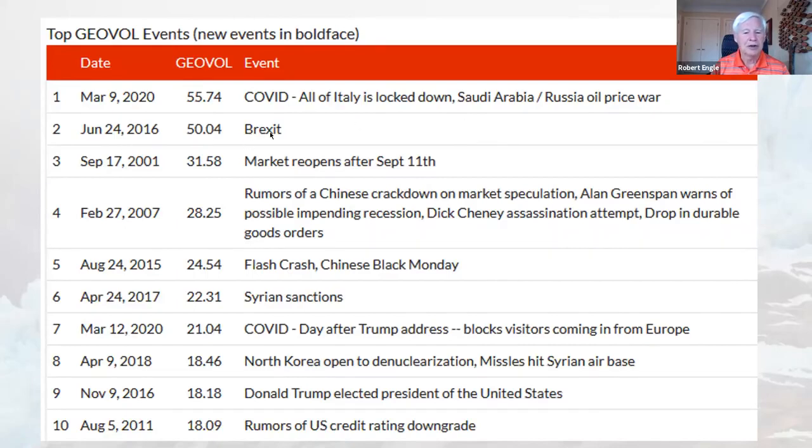The second biggest is Brexit. Third biggest is 9/11. This is a precursor to the financial crisis, February 27th, 2007. And as you look down here, you see a variety of different things. Here's another COVID event. You get Donald Trump's election. So some of these are what we would traditionally call geopolitical events. But they all have the property that they are very important in moving asset prices everywhere.